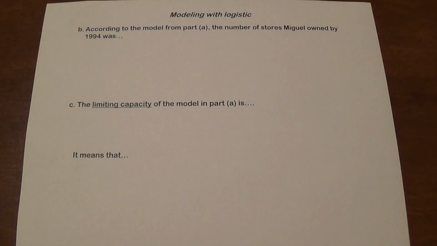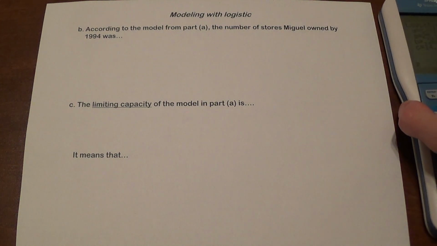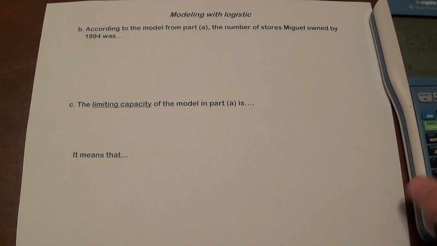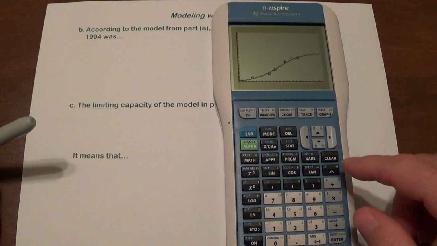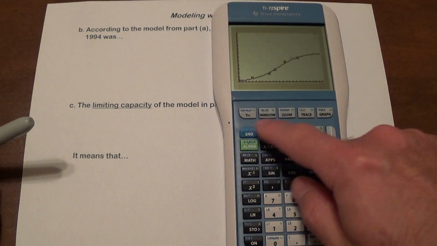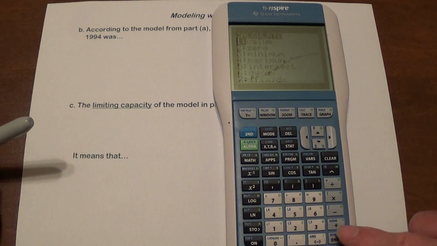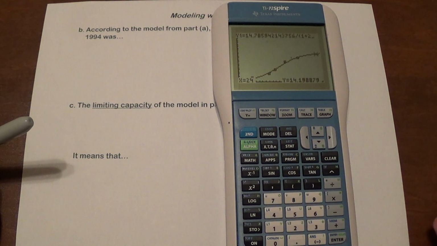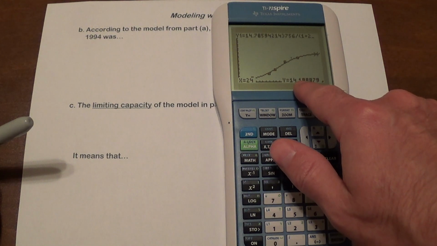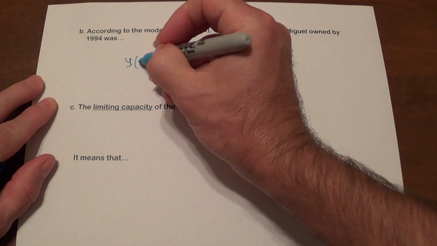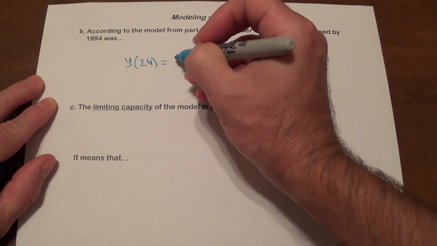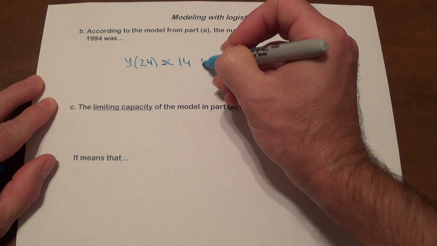Okay, so according to the model from part A, the number of stores in 1994, if we started in 1970, 1994 would be 24. So we're going to go back here, go to our graph, and we're actually going to go to Calc, look for Value, and type in 24. And for 24, we're going to be a little bit over 14 stores, so we're going to say 14. Okay, so y at 24 is about 14 stores.